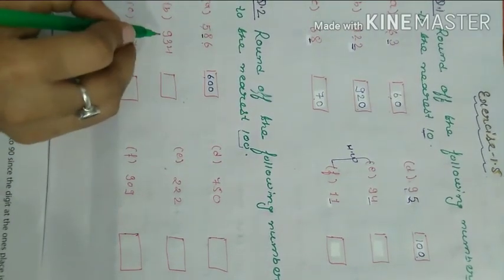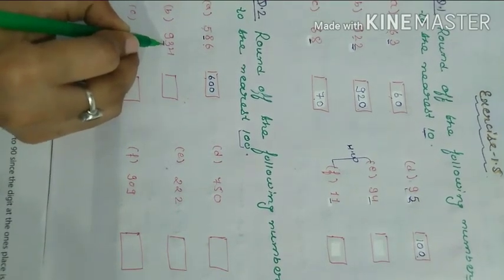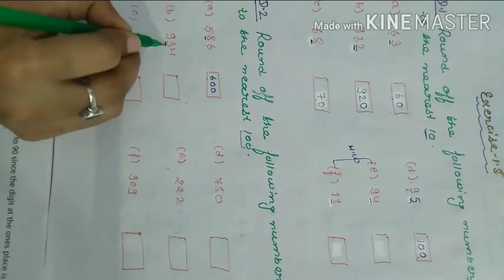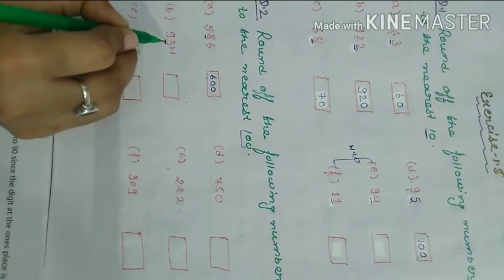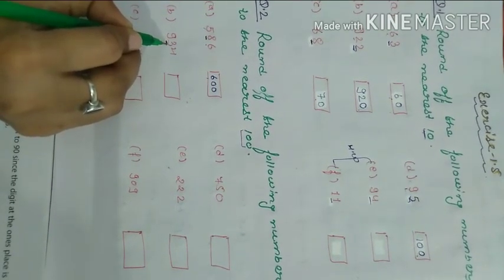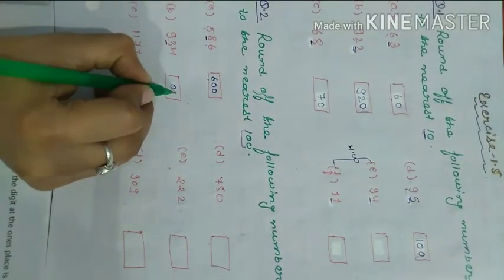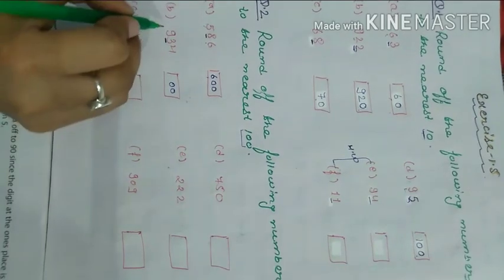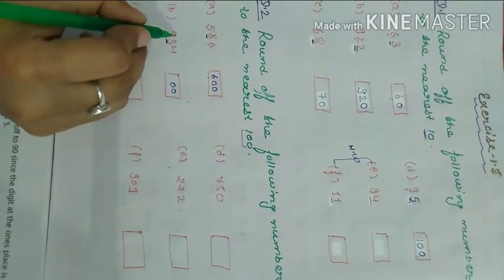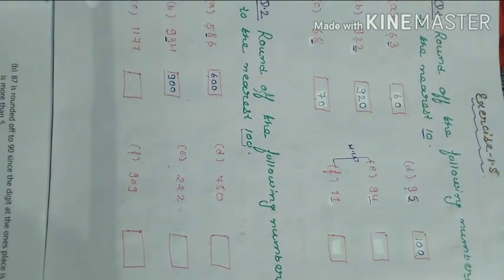Now let's see another question. Here also we have to see the digit at the tens place. So here we are having 3 which is less than 4. So what will we do here? We will place 0 at the tens place and ones place. And the number at the hundreds place will remain the same.